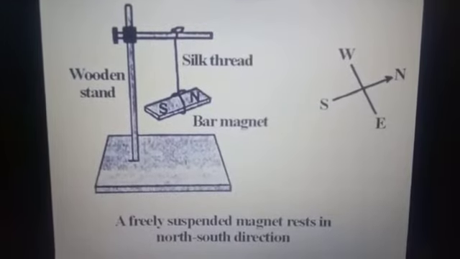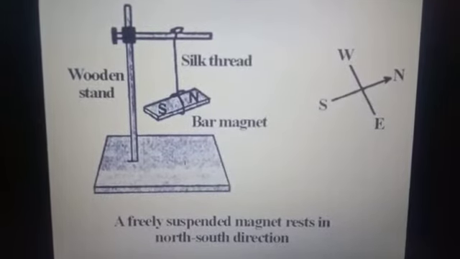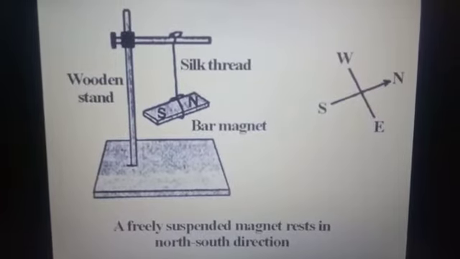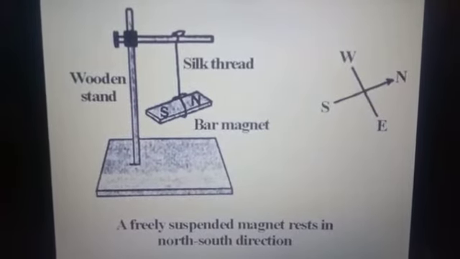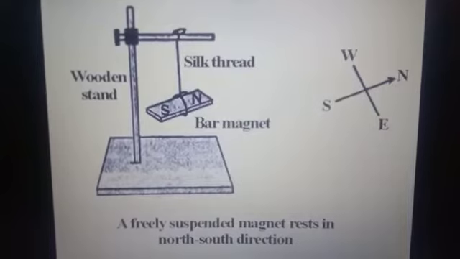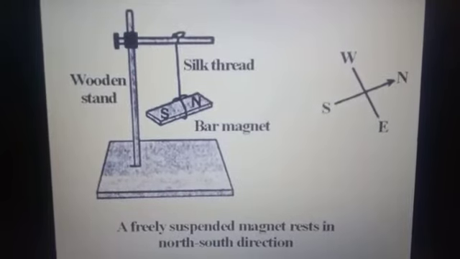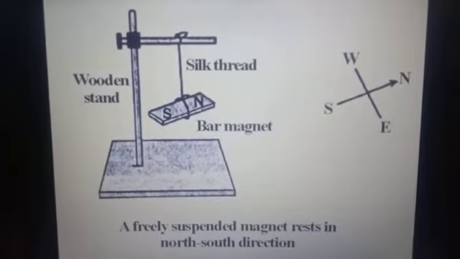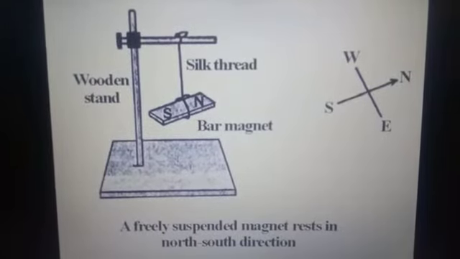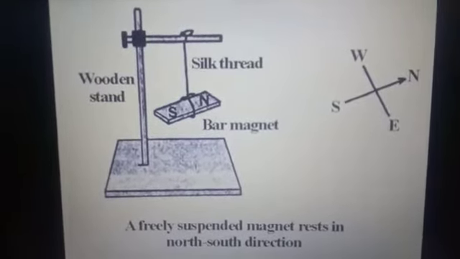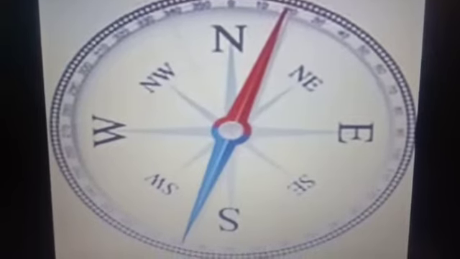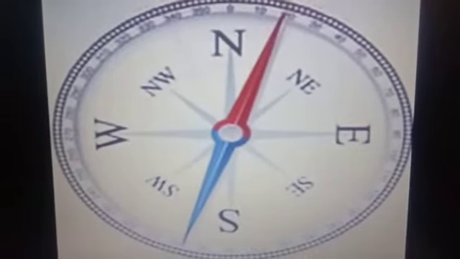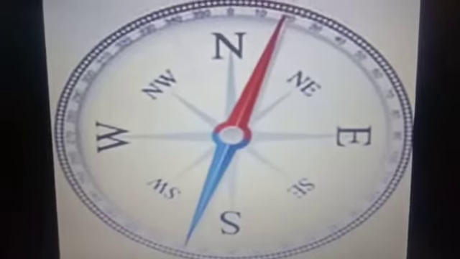Before we study how to find directions by using a freely suspended magnet, we should know the various directions on the earth. The four major directions are north, south, east and west. The sun always rises in the morning from the east direction. The property of a freely suspended magnet to align itself along the north-south of the earth is used to find the directions at unknown places.